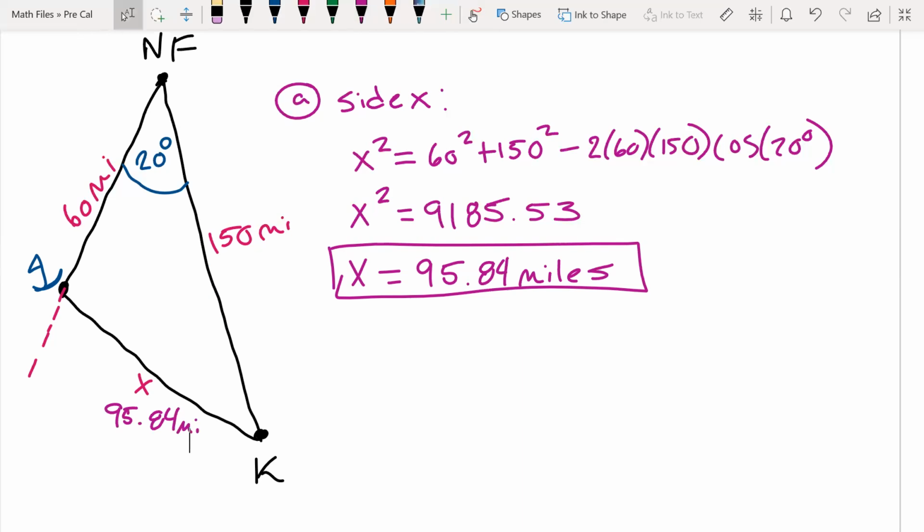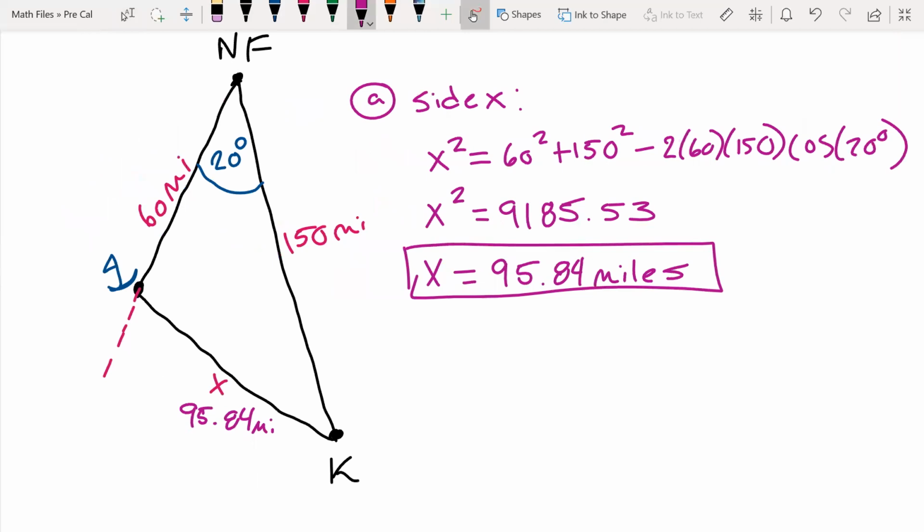Okay, now on to B. So the boat is still going in the same direction, and we have to figure out what angle to turn at to get back on track. In order to find this theta, couldn't we just find the inside angle? Exactly. So in order to find this one, we're going to have to know what this angle is. Then subtract it from 180.